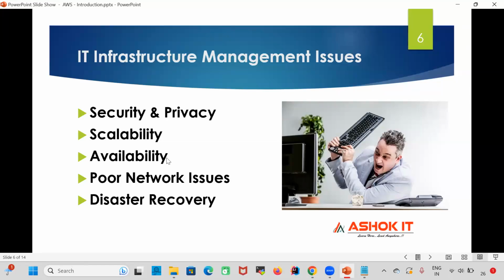Availability means at any point of time, our application or our infrastructure should not go down. 24/7, it should be available. So network issues we should not face, and poor network issues we should handle. Disaster recovery: always we need to have a backup plan. So these are the issues we are going to face with the infrastructure.